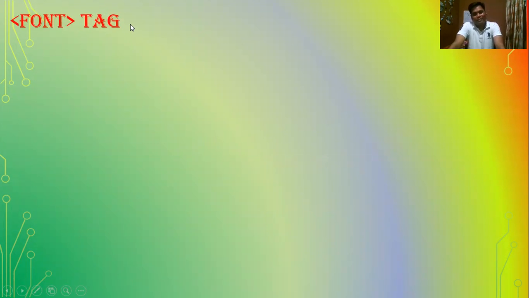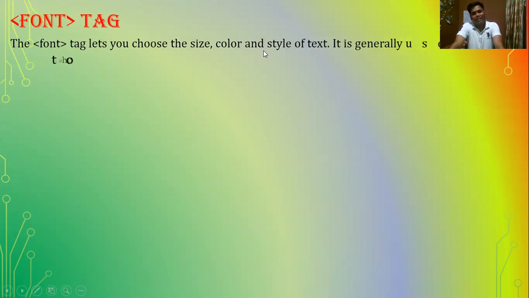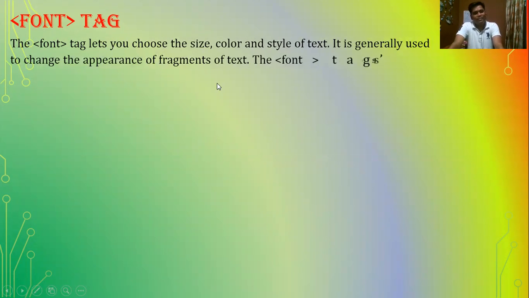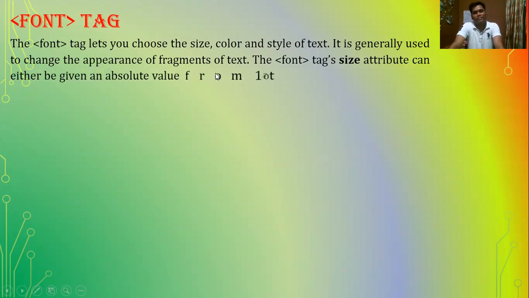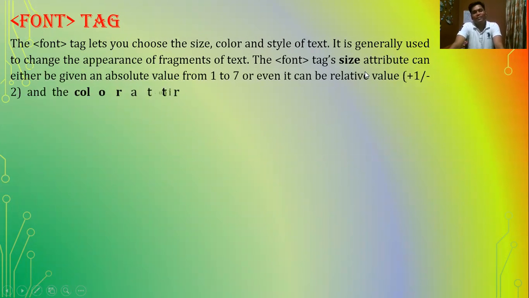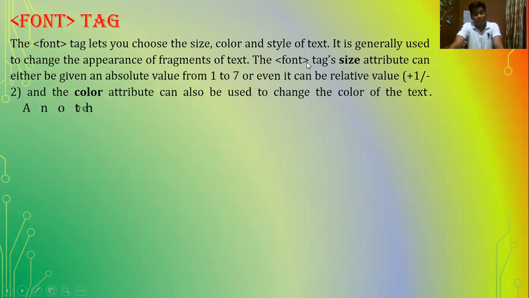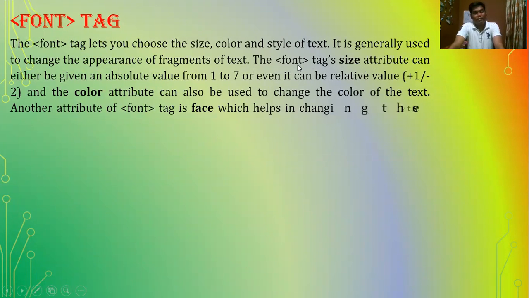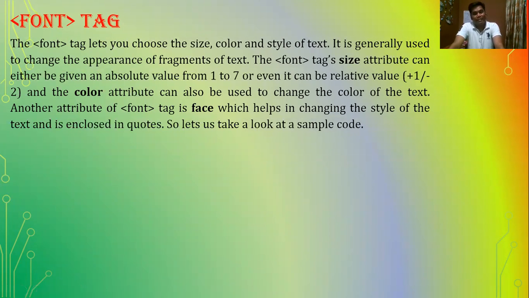And now the other tag is the font tag. Basefont and font, these two different tags are there. The font tag lets you choose the size, color, and style of text. It is generally used to change the appearance of fragments of text. The size, color, and font face can be changed only when you use the attributes of the font tag. Font tag attributes: size, color, and face.